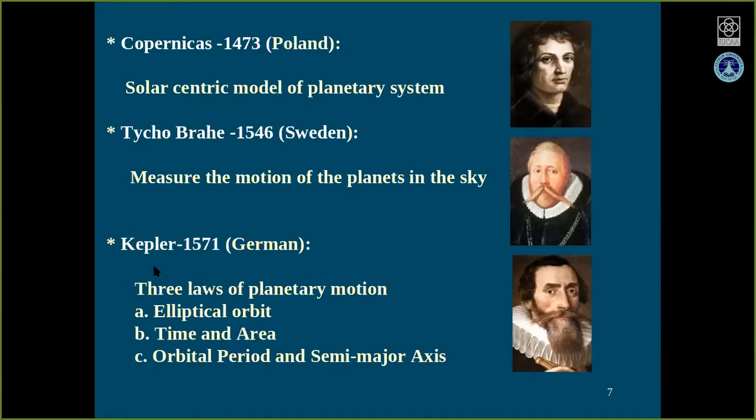And after that, he framed these 3 famous laws of planetary motion. First one is the elliptical orbit. Next one is related to time and area. Third one is orbital period and semi-major axis, right? So you can say it is a very good achievement.